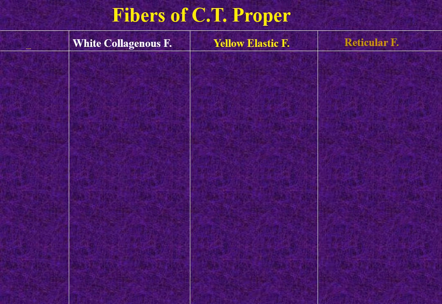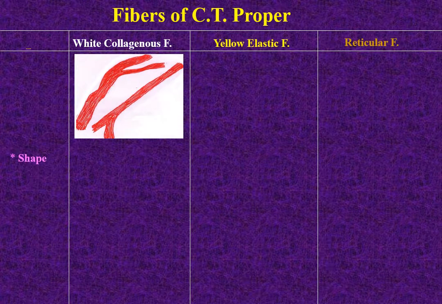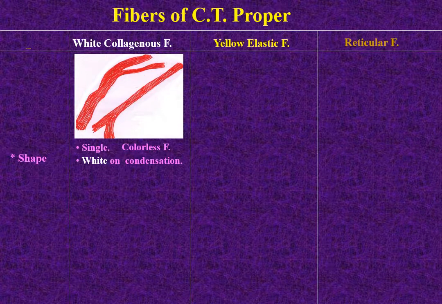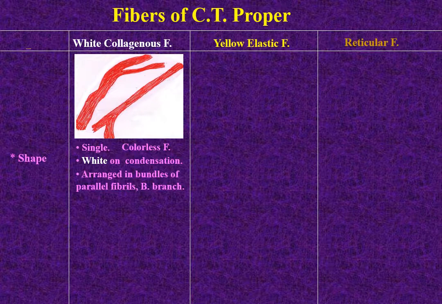Fibers of connective tissue proper. Comparison between white collagenous, yellow elastic, and reticular fibers. Shape. White collagenous fibers, when present singly, are colorless, but on condensation they are white. They are arranged in bundles formed of parallel fibrils. The bundles branch, but the fibrils do not branch.